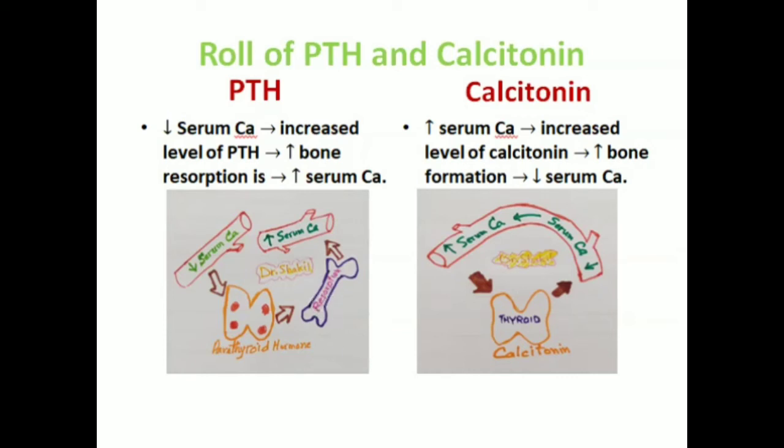In this diagram, whenever the serum calcium level is high, calcitonin is secreted by the thyroid gland, and the calcitonin is increasing the bone formation process, and the level of calcium will drop and be balanced.